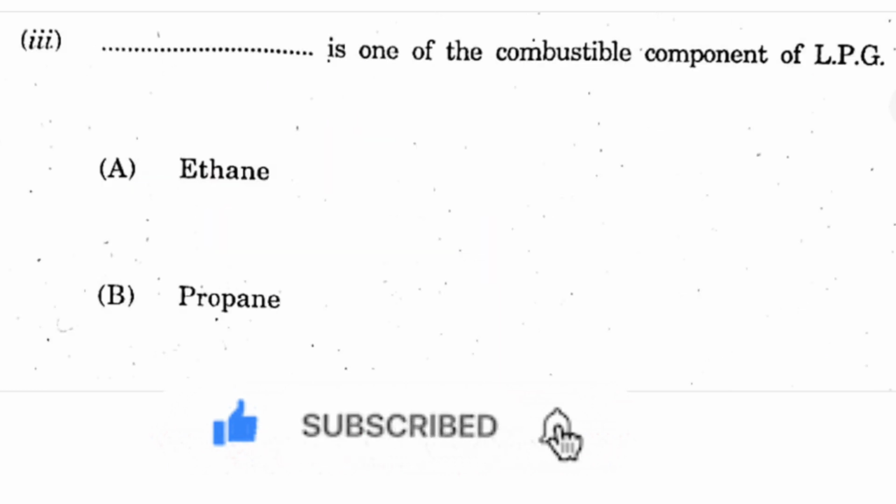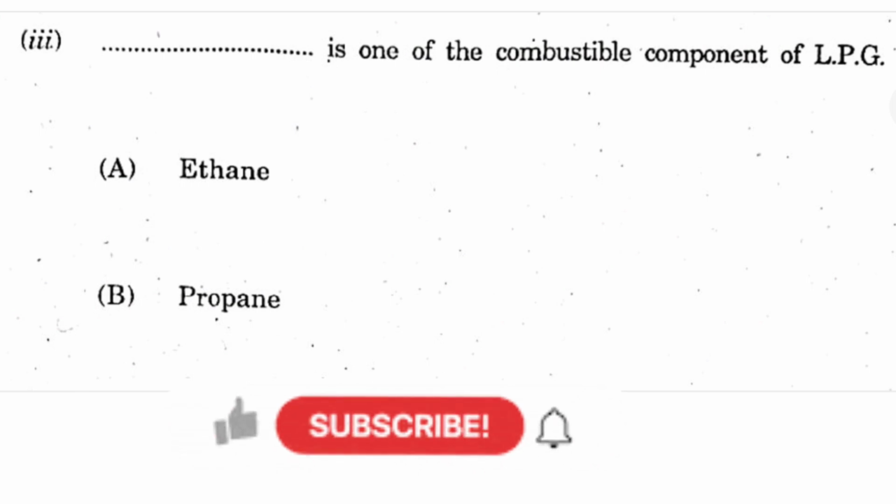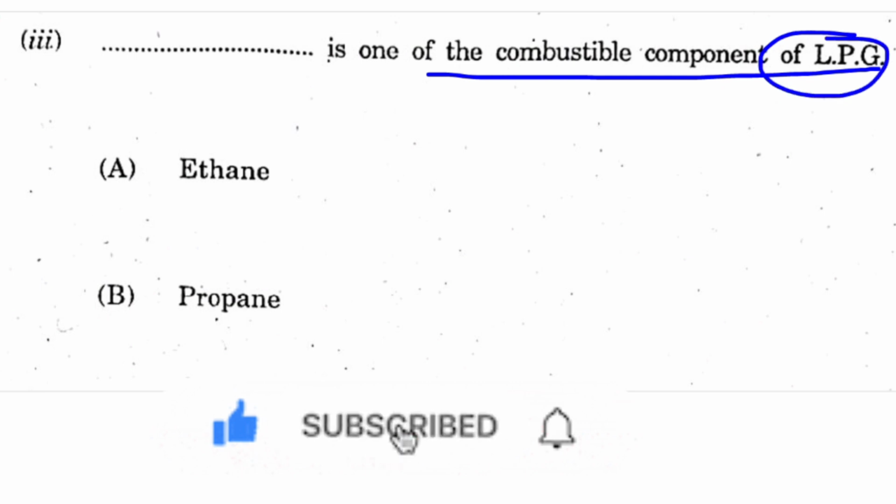Next one is from the hydrocarbons, or we can say carbon compounds chapter. The question is: fill in the blanks, blank is one of the combustible components of LPG. So first we should know the components of LPG. Basically isobutane and propane are the basic components of LPG.